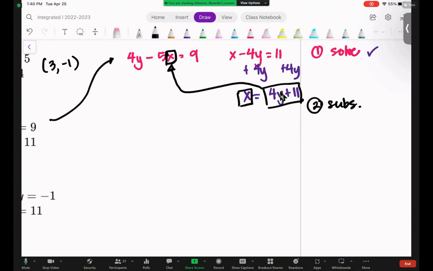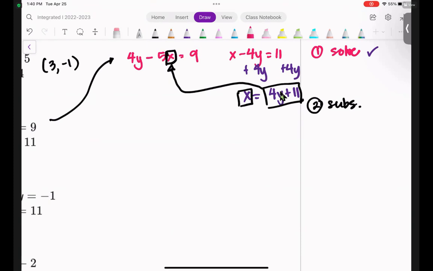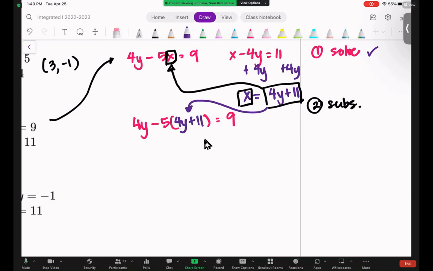Okay. So I go 4y minus 5, big space holder, equals 9. Okay. And then I'm going to take this stuff and plug it in to here. So that's 4y plus 11. And bam, as easy as that, I just transported you back to 8th grade. I think these problems lived in 8th grade. So I'm done substituting. Boom.